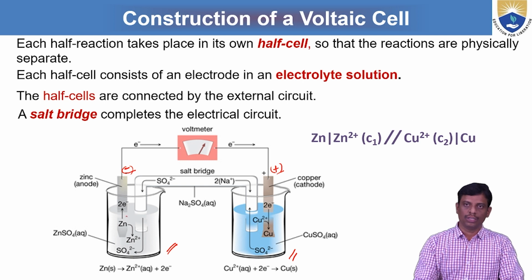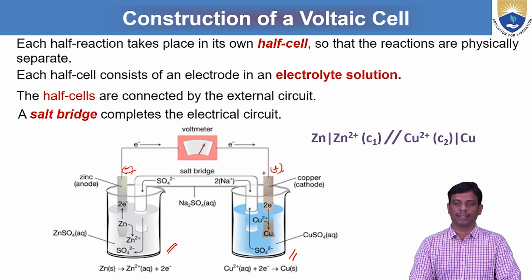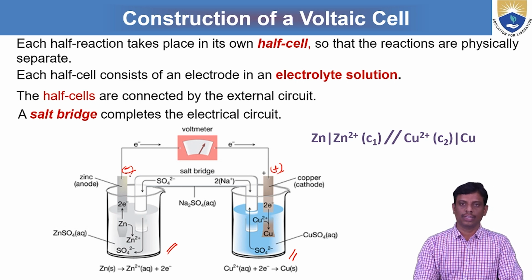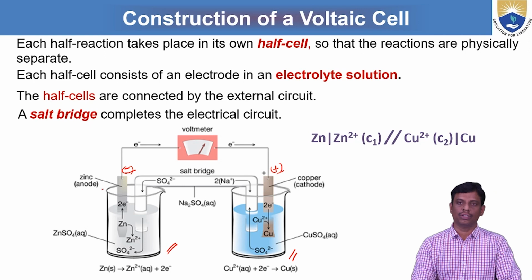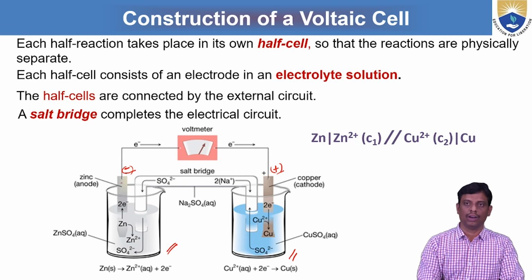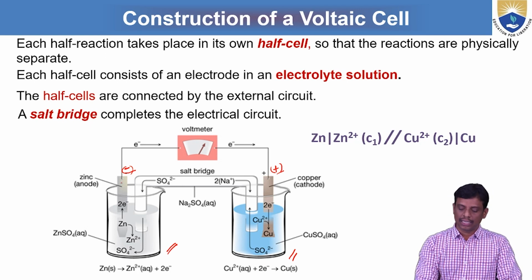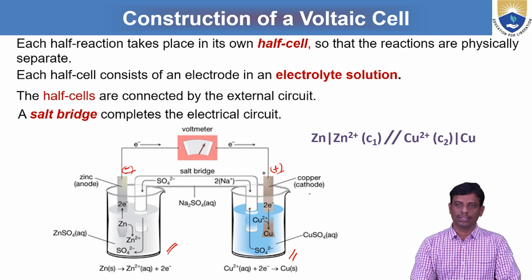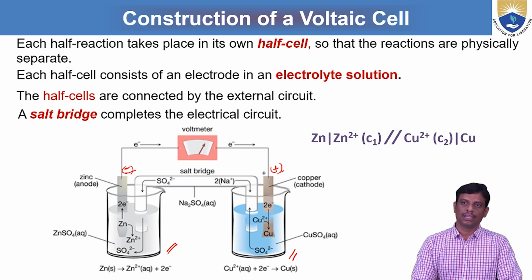So the zinc electrode, where the oxidation takes place, is the anode electrode. The zinc acts as the anode. Where the reduction takes place, that electrode acts as the cathode. Copper acts as the cathode electrode.